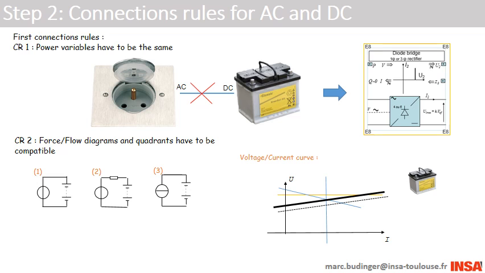Generating a perfect voltage source from the EDF network is not a good idea. Indeed, force and flow diagrams, here voltage current, may not intersect at an acceptable operating point for the battery. Adding a resistor in series or generation of a current source allows us to obtain a reasonable operating point defined by the intersection of the two characteristic curves.